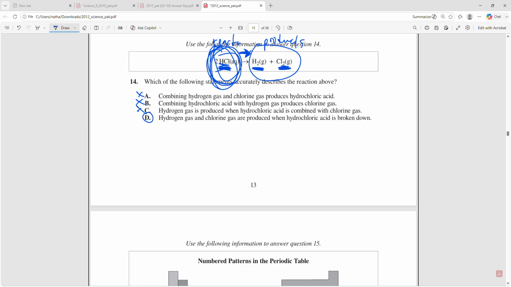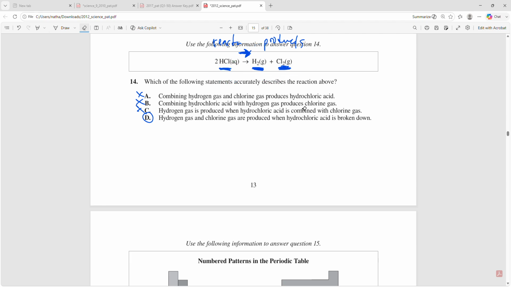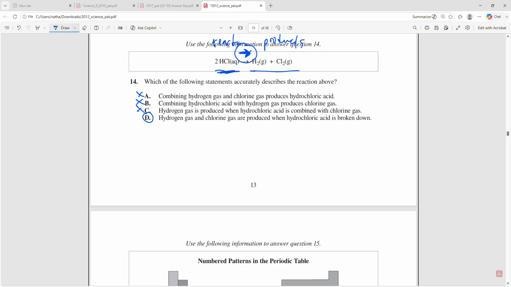Hydrogen gas and chlorine gas are produced when hydrochloric acid is broken down. Okay, so that makes more sense. First of all, the first clue is produced. Hydrogen and chlorine gas are produced because they're products. So they are produced from this breaking down. But it's super important to notice the arrow, right? This is what's being produced. It's a product, it's being produced.